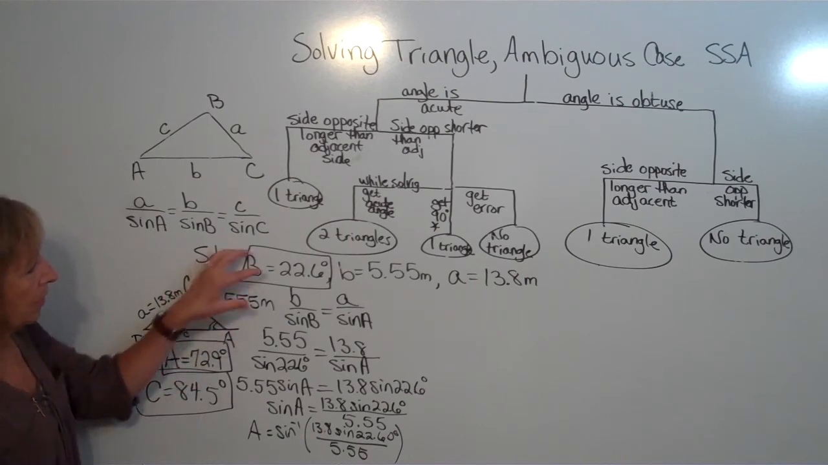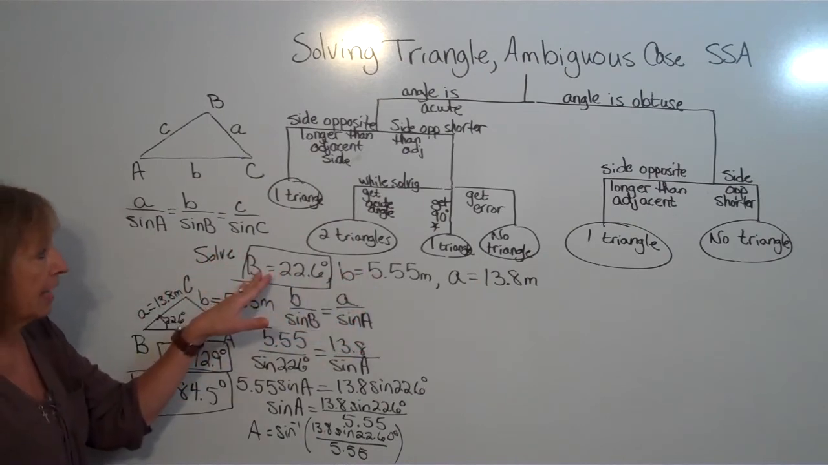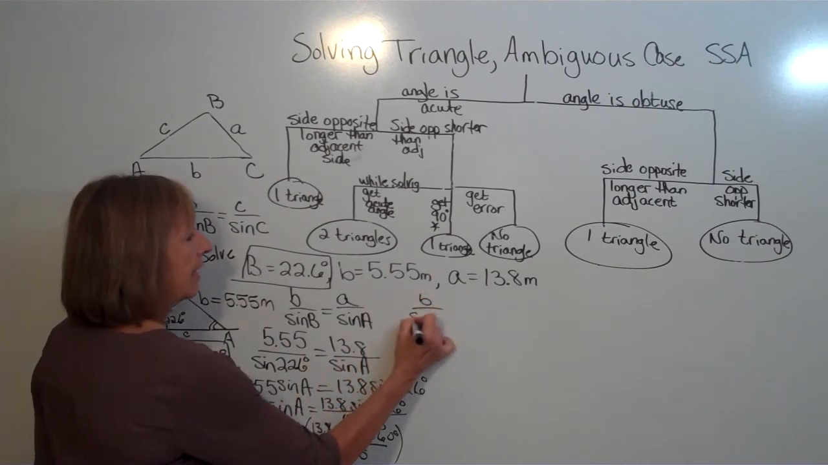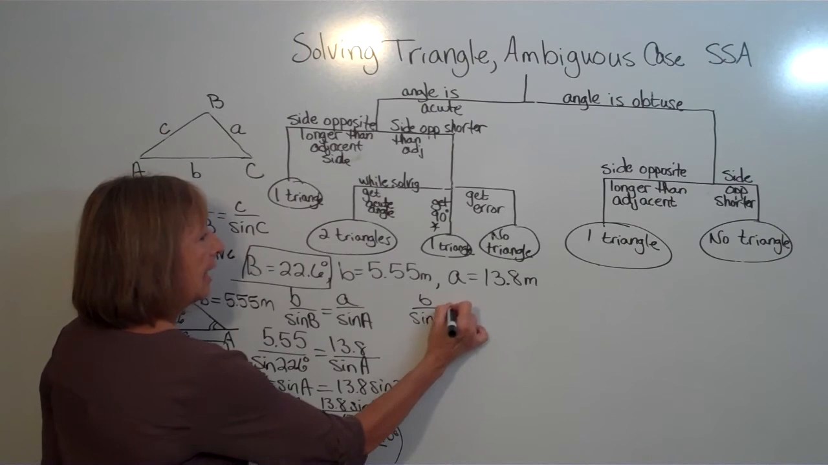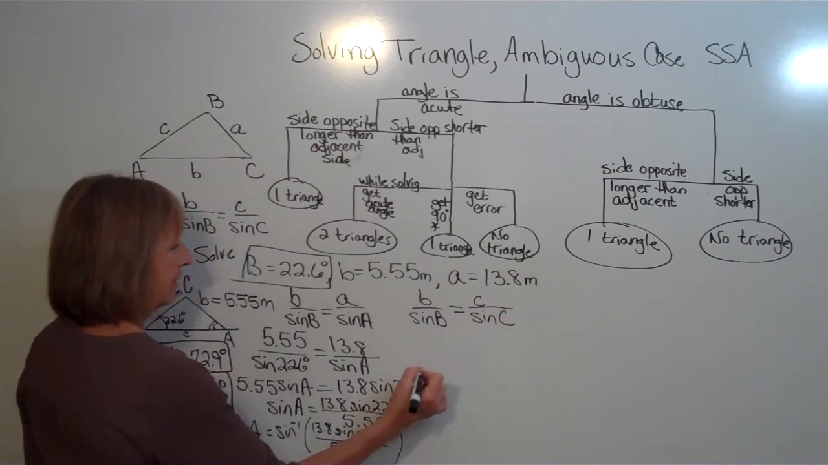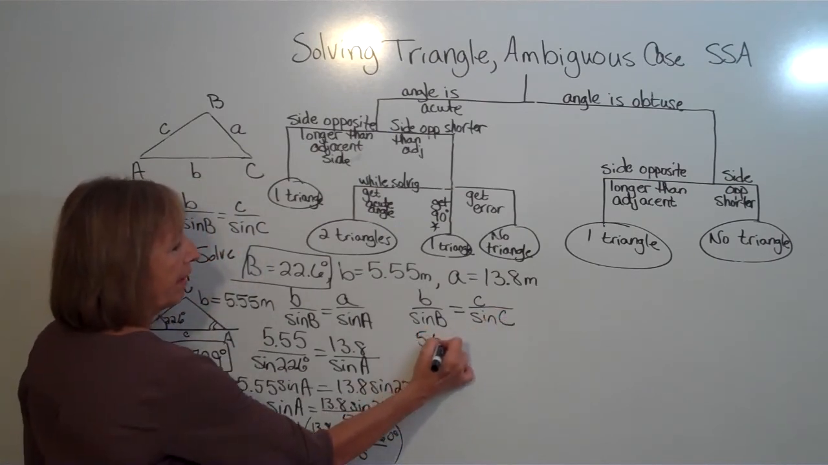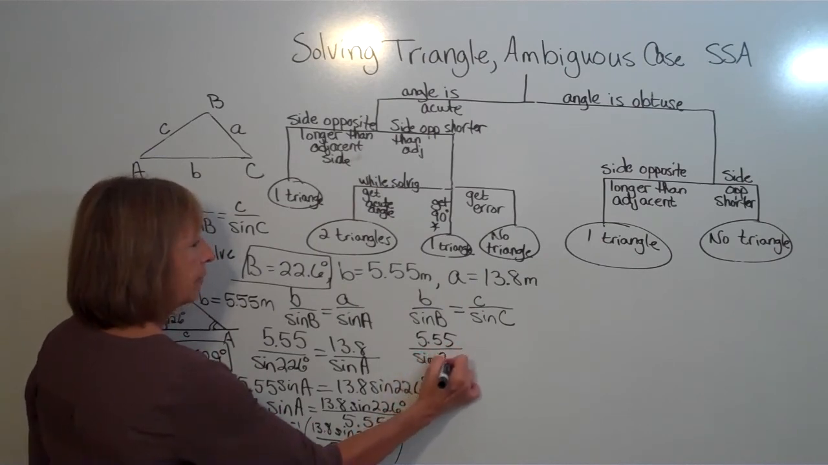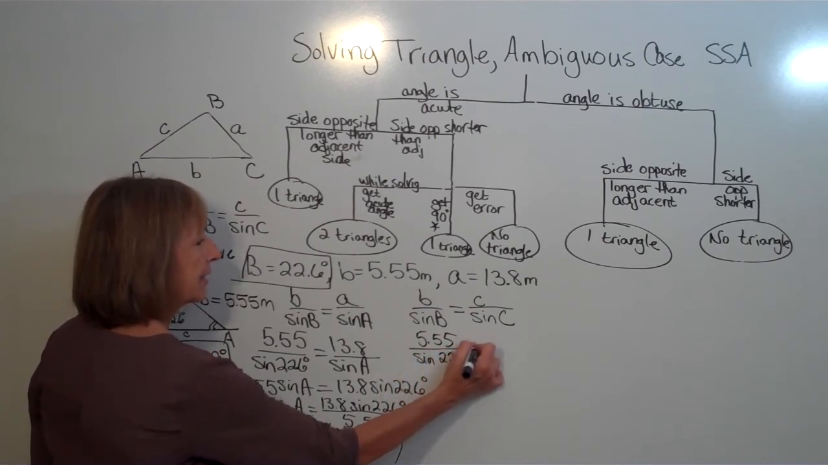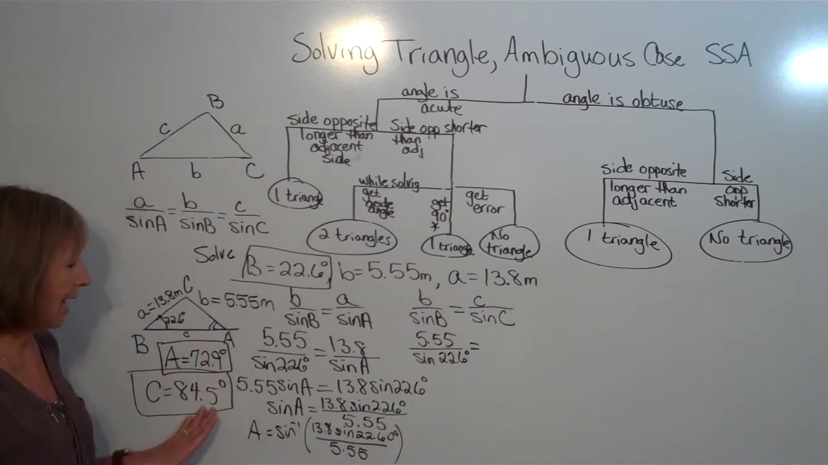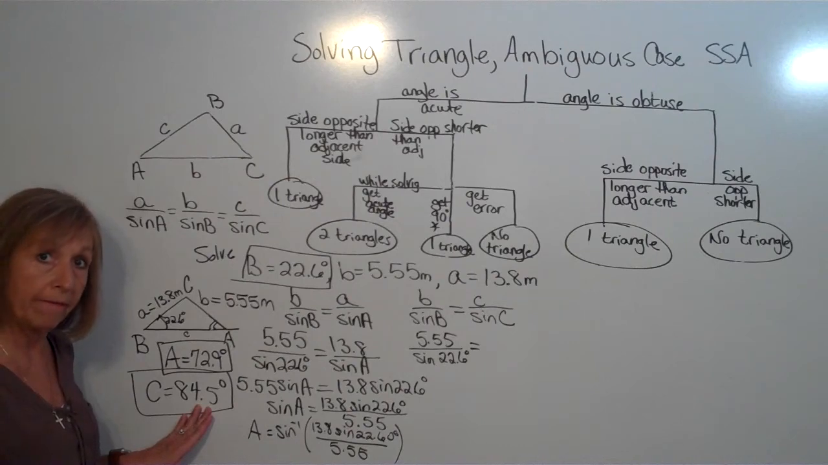Now we're going to go with the given information that's a full set for our ratio. So we're going to use b is to the sine of B as, now we're going after side C, c is to the sine of angle C. So we have 5.55 is to the sine of 22.6 degrees as c is to the sine of 84.5 degrees.